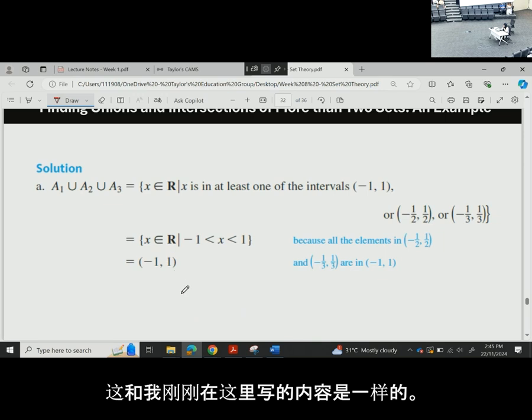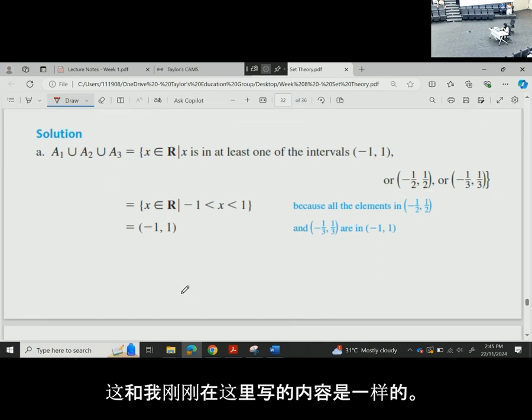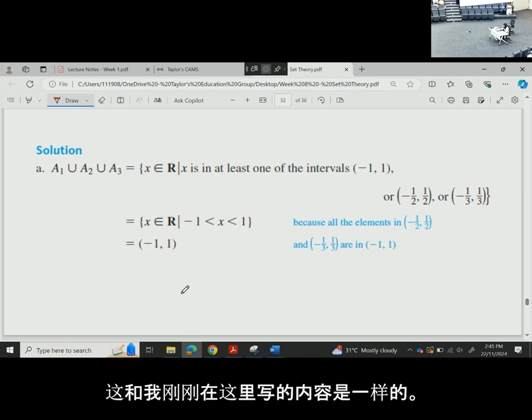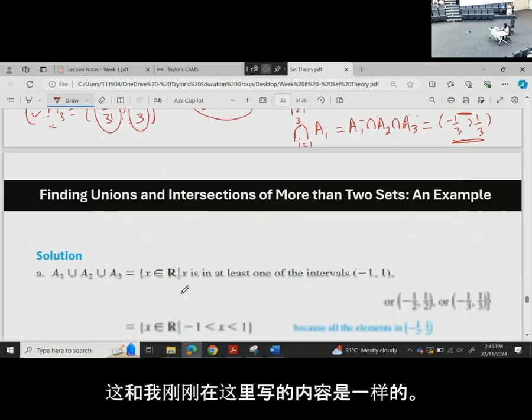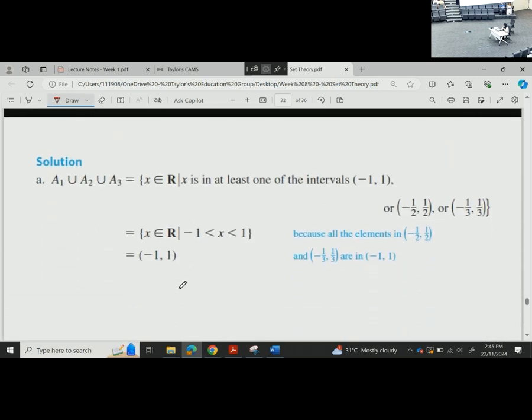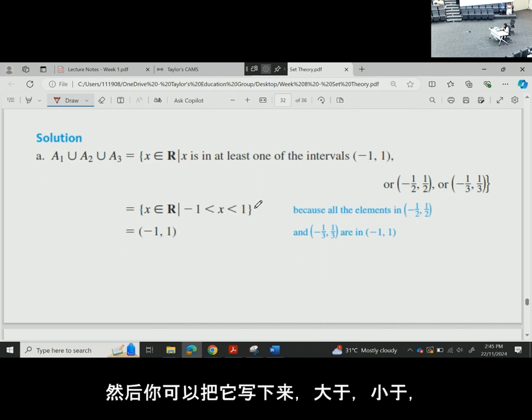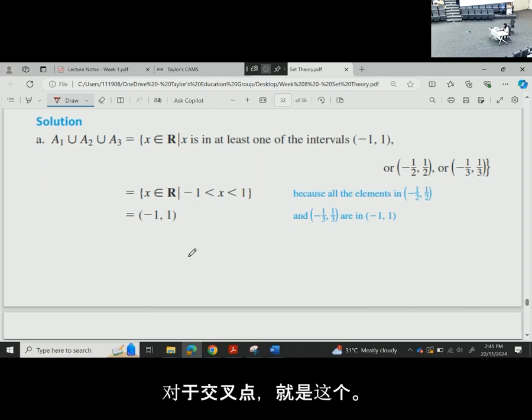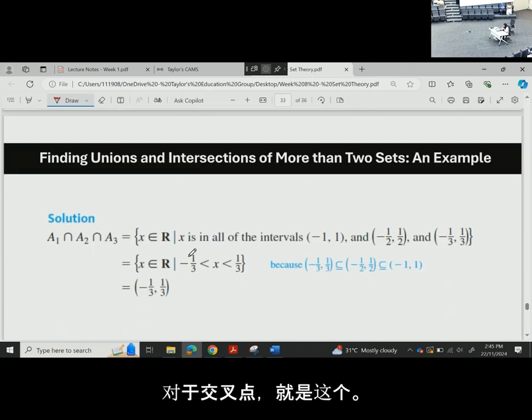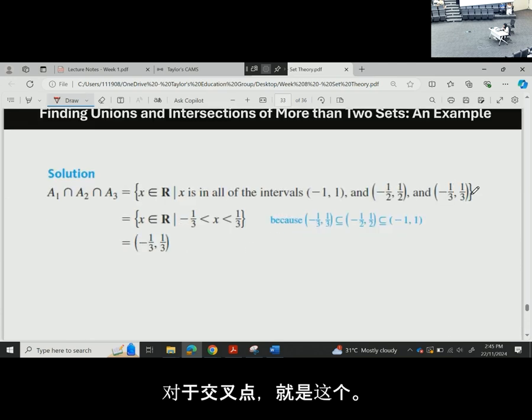So this is the same thing that I just wrote over here. Let's go through it. For the union of these 3 sets, the interval will be minus 1 up to 1, and then you can write it in your greater than, less than, equal to format. And for the intersection, it is this one. So this is your answer for the intersection.